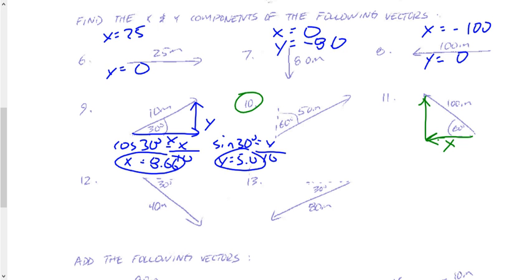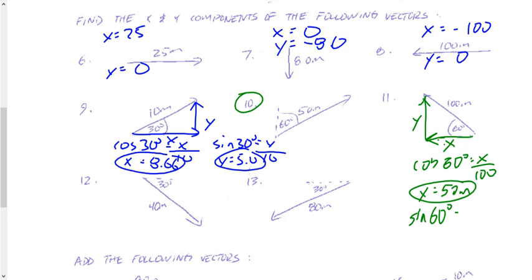This is x, this is y. Is x the opposite, adjacent, or hypotenuse? It's the adjacent, so we're going to say cosine 60 degrees is equal to adjacent over hypotenuse. X ends up being equal to 50 meters. And we're going to say sine 60 degrees is equal to opposite, or y, over hypotenuse, 86.6.